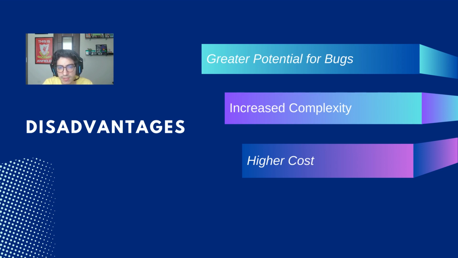The second one is that they have greater potential for bugs. The use of message passing in microkernels can lead to a higher potential for bugs and errors due to the increased complexity and the need to manage different modules and their interactions. The last one is that they have higher cost. Developing microkernels can be more expensive due to the need for specialized knowledge and the increased complexity of development and maintenance. This can make microkernels less practical for some applications and systems.